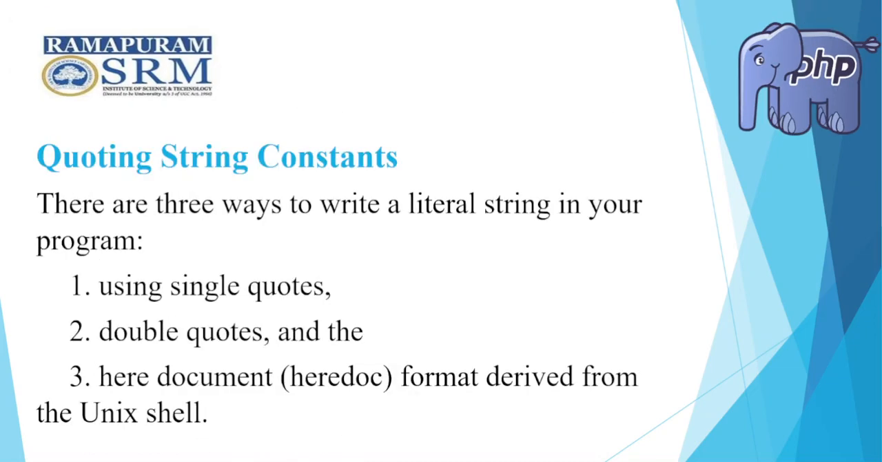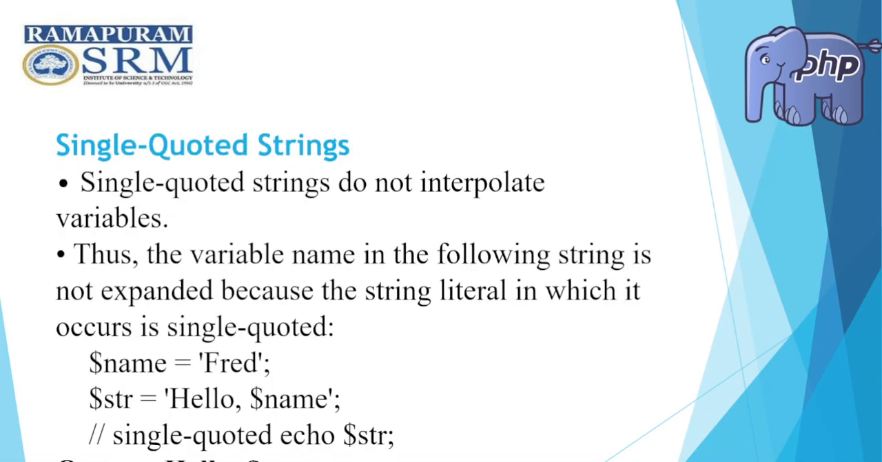Next, we are going to see about quoting string constants. There are three ways to give the string literal. The first one is single quotes, the second one is double quotes, the third is the heredoc. Single quoted strings will not be used for interpolation of variables, but if you want to define a string literal or assign a string value to a variable, we can use single quotes, but the value will not be expanded.